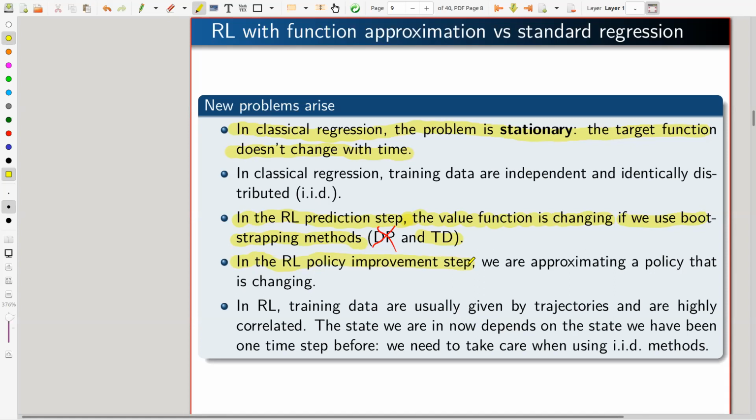So also Monte Carlo methods, which look for the total return given by a certain policy, when after one episode that policy is improved, is changed, the total return you're trying to predict will change. And so also the target function will change. You see, because we are approximating a policy which is changing. So what we are approximating is changing. This means that the stationarity assumption that we have in classical regression, which makes classical regression work, is failing.